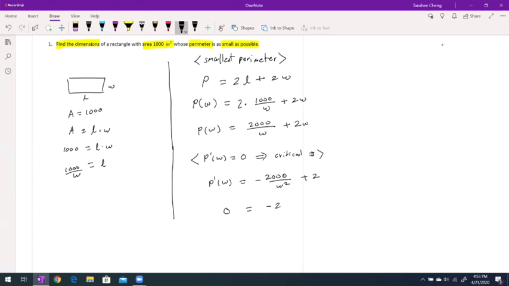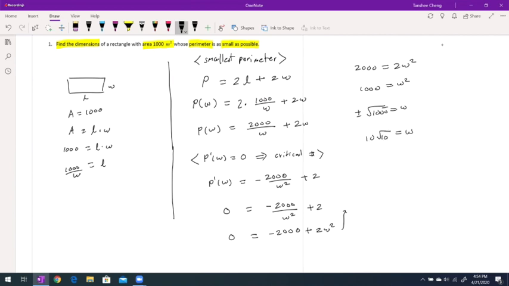So P prime of W is negative 2,000 over W squared plus 2. By multiplying both sides by W squared, that will be 0 equals negative 2,000 plus 2W squared. When I solve for this, adding 2,000 and then dividing by 2, that will give me 1,000. And so my W will be plus or minus the square root of 1,000. Okay? Since the length cannot be negative, my W will be 10 square root of 10.